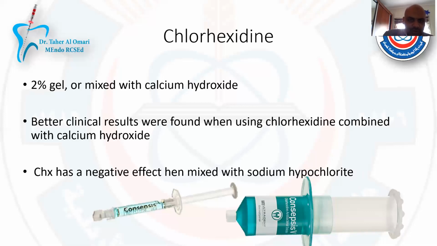So if we want to use the chlorhexidine as an intracanal medicament and to mix it with calcium hydroxide, it's important that we clean the canal very well with normal saline. We should not have any residue of the sodium hypochlorite. Otherwise, if we have any residual amount of the sodium hypochlorite and we mix it with the chlorhexidine, we end up with something called brown precipitate, parachloroaniline.